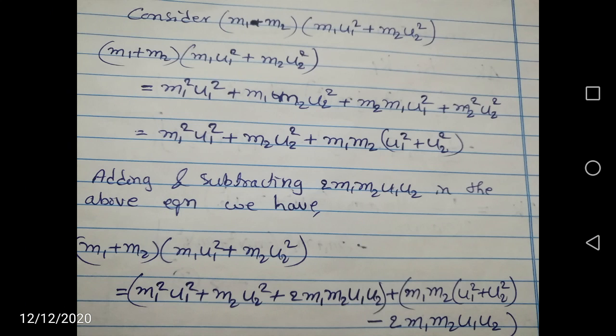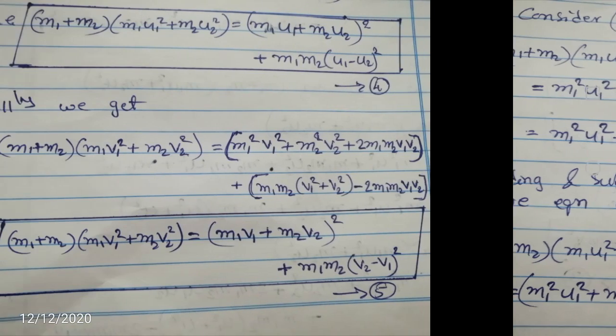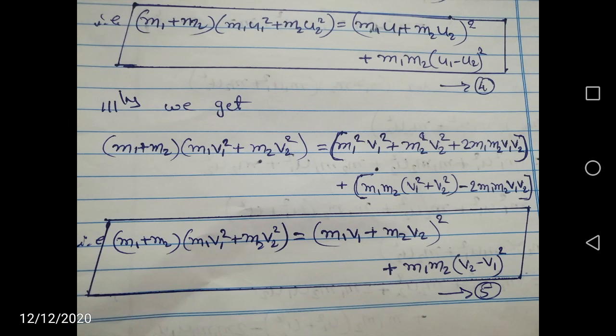plus m1 m2 (u1 square plus u2 square minus 2 u1 u2). That is, (m1 plus m2)(m1 u1 square plus m2 u2 square) equal to (m1 u1 plus m2 u2) whole square plus m1 m2 (u1 minus u2) whole square.